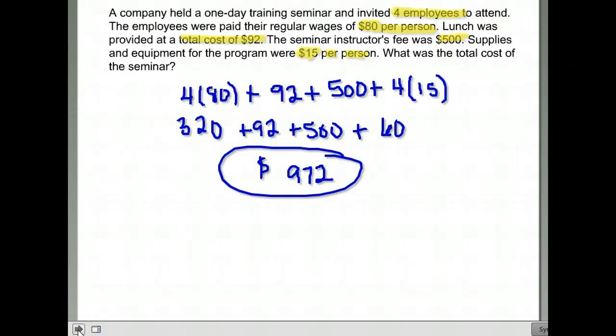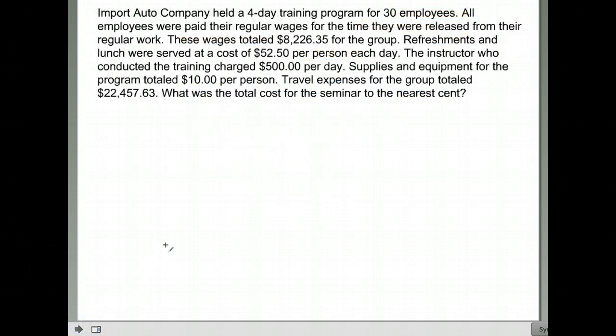Okay, so that was a little more complex. Let's shake it up again. Take a look at this one. Okay, an auto company held a, we're going to run into some important information here. This was a 4-day training, and it was for 30 people. It says all employees were paid their regular wage for the time they were released from their regular work. These wages totaled $8,226.35. So that tells us we don't have to monkey around with that amount at all.